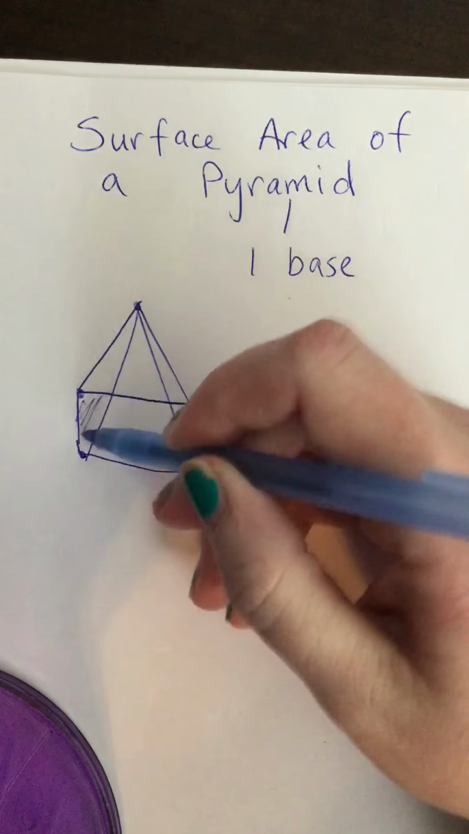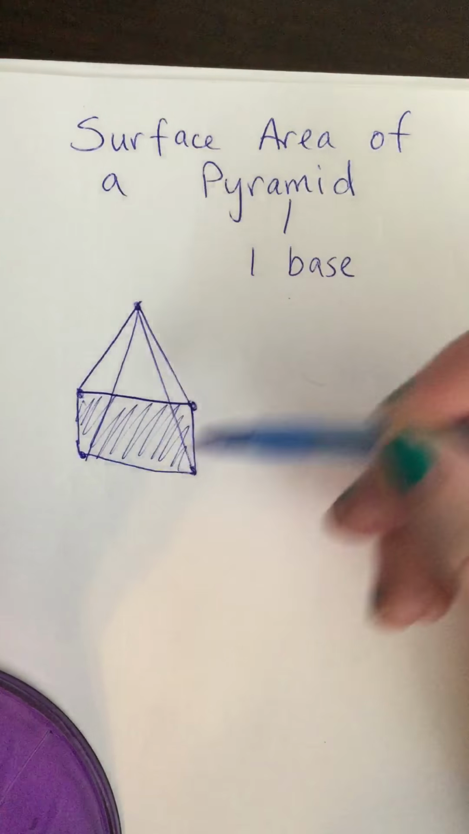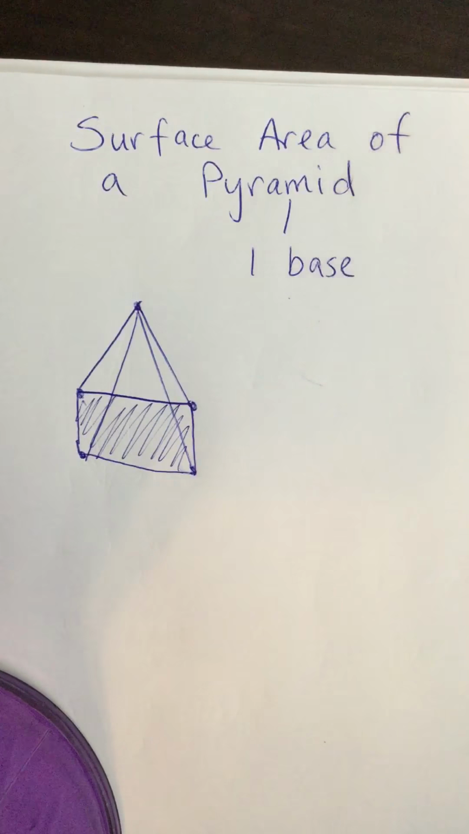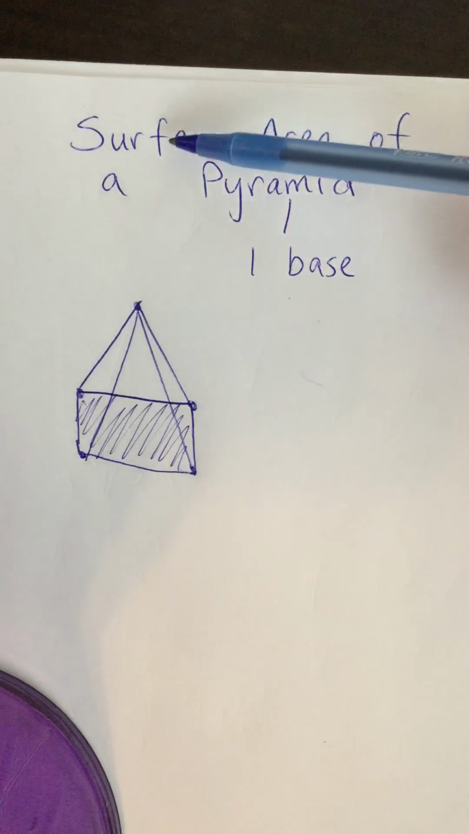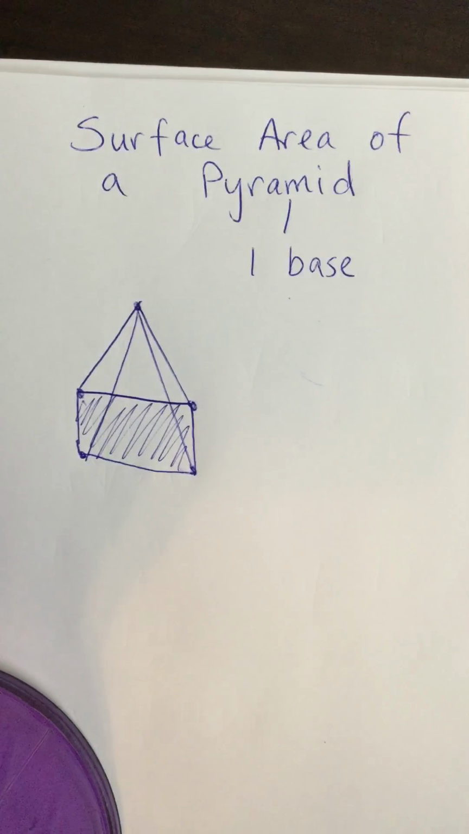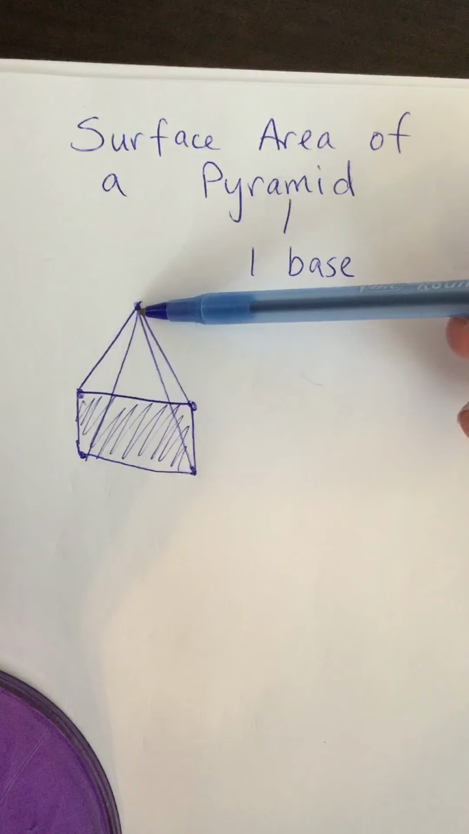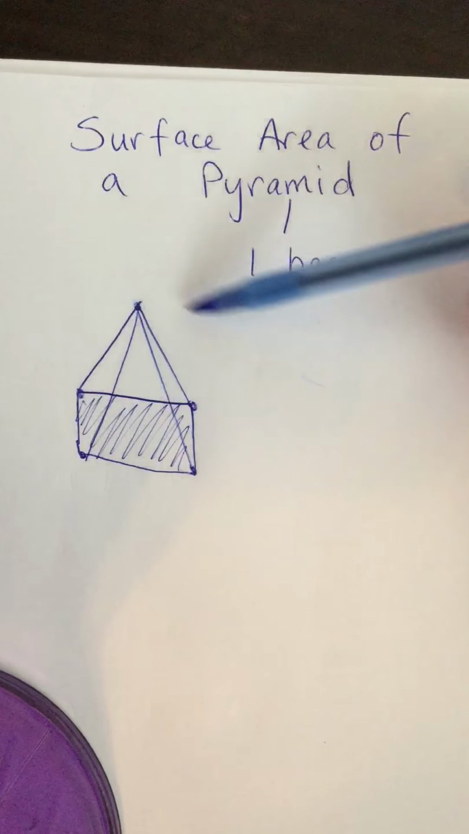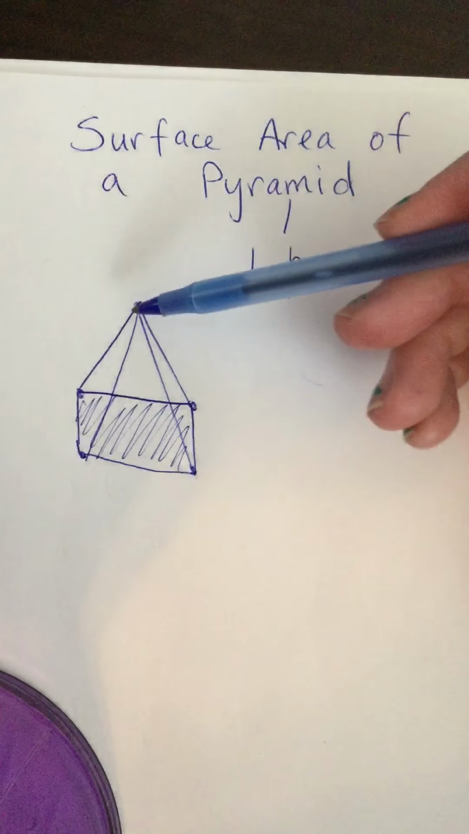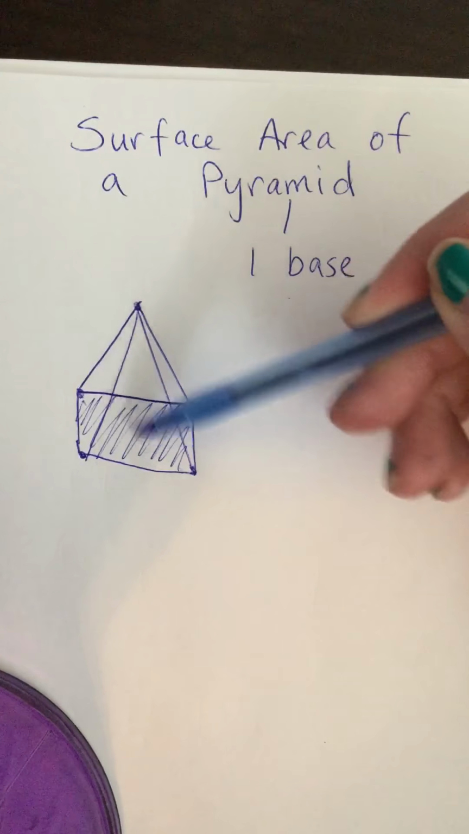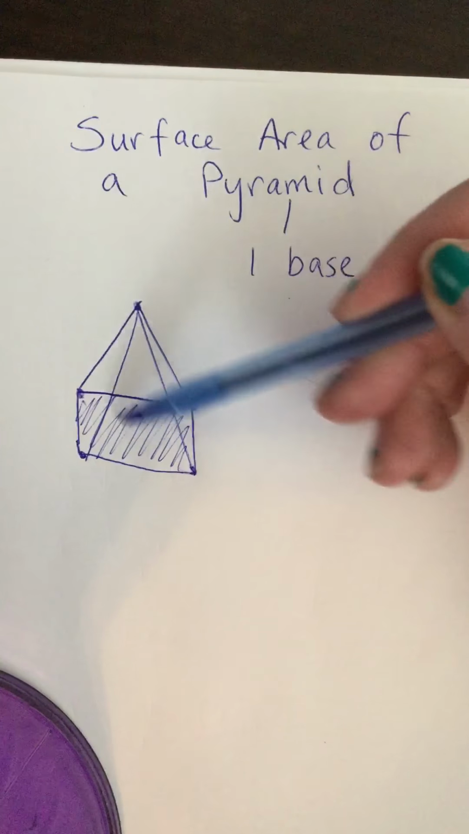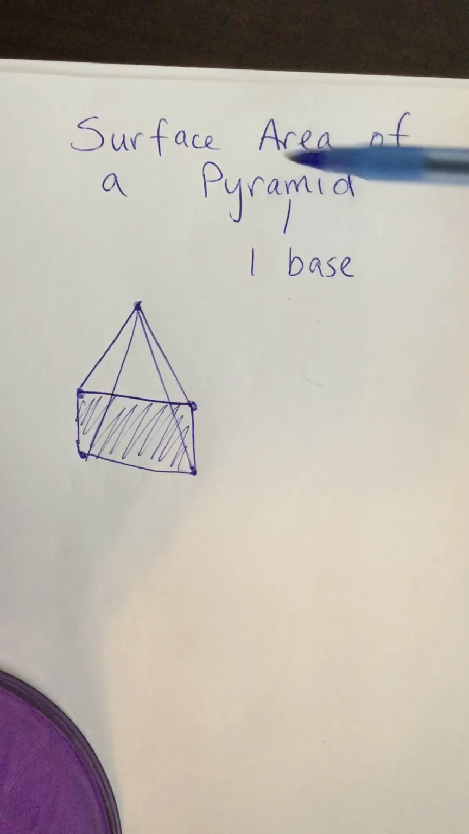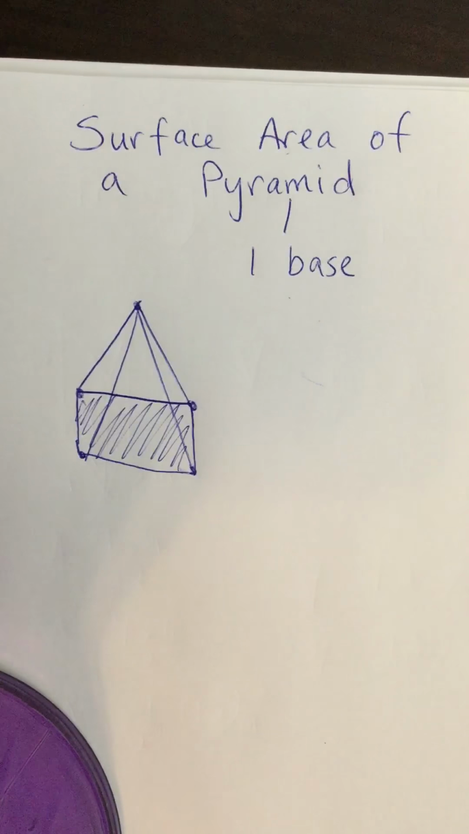It has a rectangular base, or it could have a triangle on the bottom, but the main thing is, in order for it to be a pyramid, it has to have just one base. What we're going to do is find the surface area of this pyramid. That means that if you were to take this and dip that into chocolate, how much of the outside area would be covered in chocolate? Now the chocolate would not seep inside, because that would be volume. So we're not going to do the inside area, the volume. We're just going to do the surface area, just the outside area.